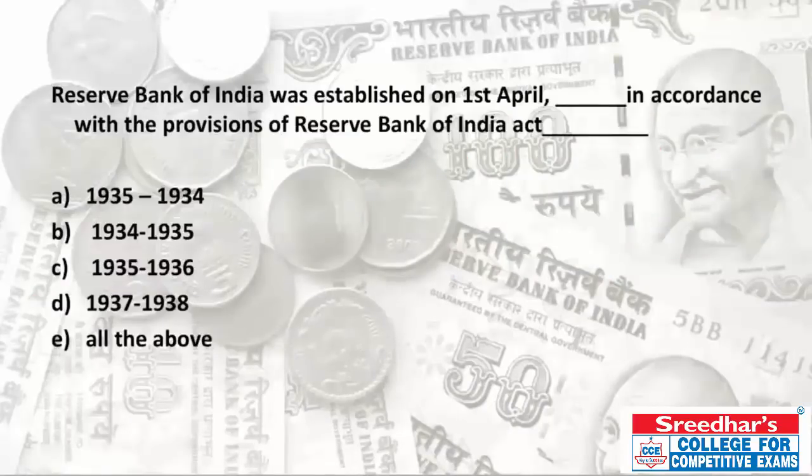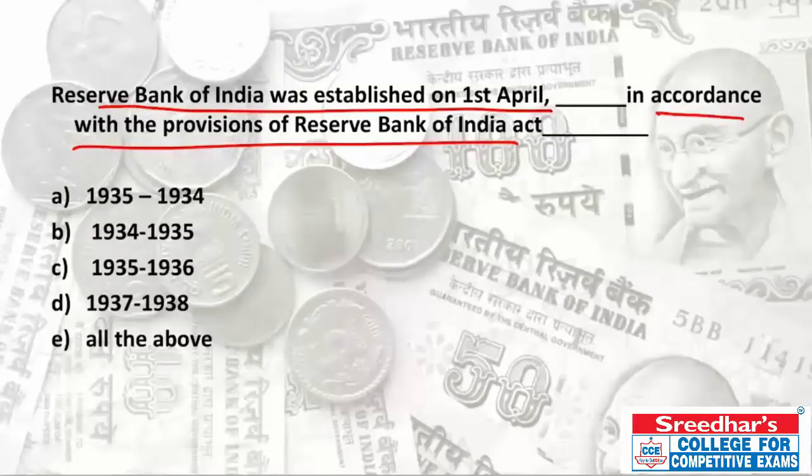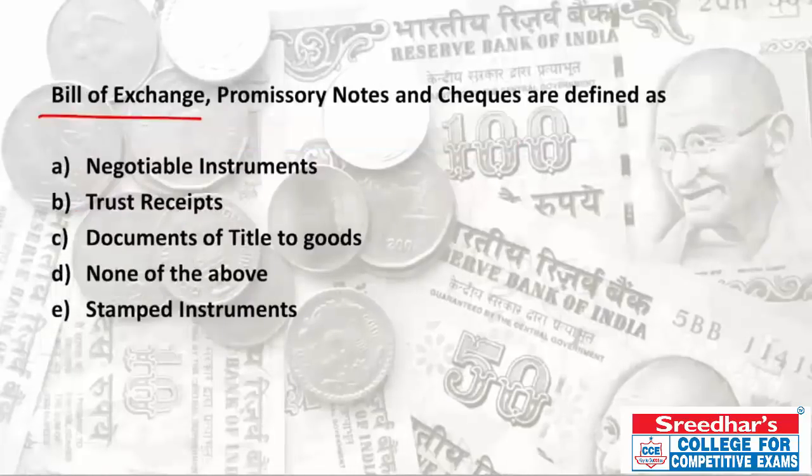Reserve Bank of India was established on April 1st, 1935 in accordance with the provisions of the Reserve Bank of India Act, 1934. Bills of exchange, promissory notes and cheques are defined as negotiable instruments.